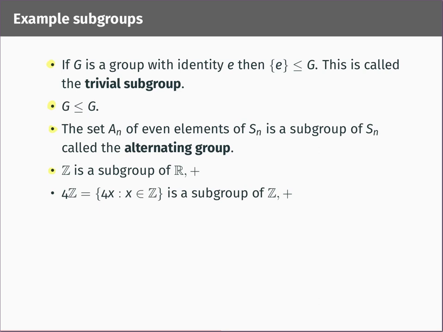That's true because the integers contain the identity element 0. They're closed under addition because the sum of two integers is another integer. And they're closed under taking inverses because the inverse of an integer a is minus a. And if a is an integer, then minus a is an integer. On the other hand, the natural numbers would not be a subgroup of R.